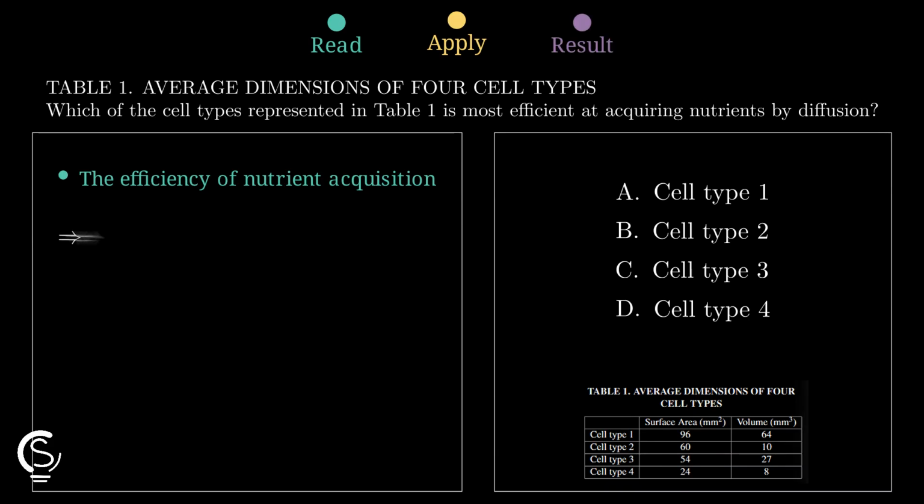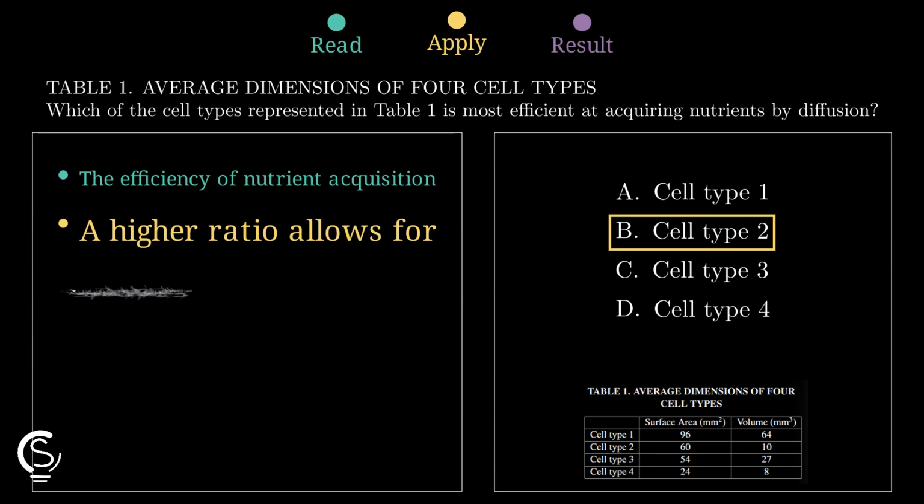So compare the SA to V ratios from the table, and the cell with the largest ratio is cell type 2, which makes option B the winner.